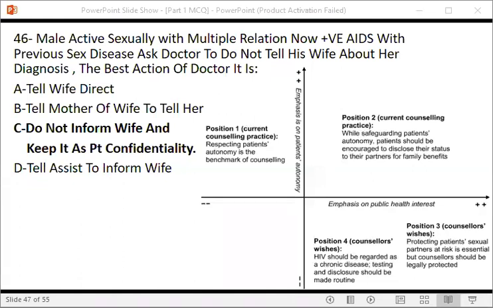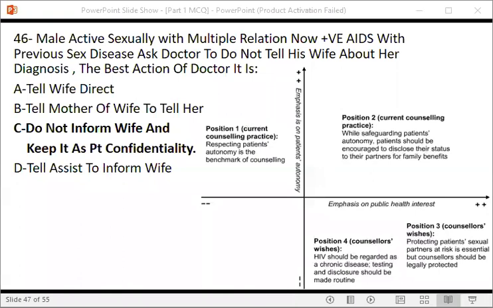Here we have four positions. Position one, current counseling practice. Respecting patient autonomy is the benchmark of counseling. I tell him, we know what happened and it's not your fault, and we need to tell her so we can give her the medication that may decrease the risk of having HIV. Okay, the second one, current counseling practice. While safeguarding patient autonomy, patients should be encouraged to disclose their status to their partner for family benefits. Therefore, we will suggest that he sit together and inform the partner.